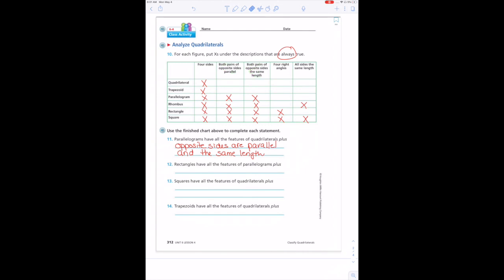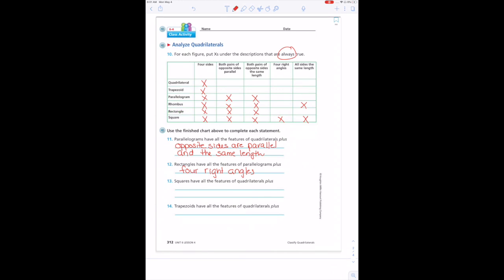Let's take a look at number 12 now. Number 12 says rectangles have, so we're going to look at rectangles, all the same features of parallelograms plus what's something that rectangles have? This guy right here. 4 right angles. So we're going to come in here and put 4 right angles. Okay. All right.